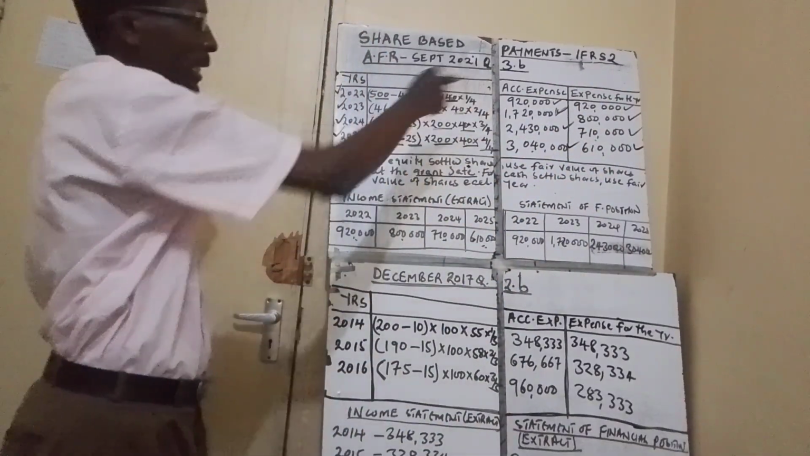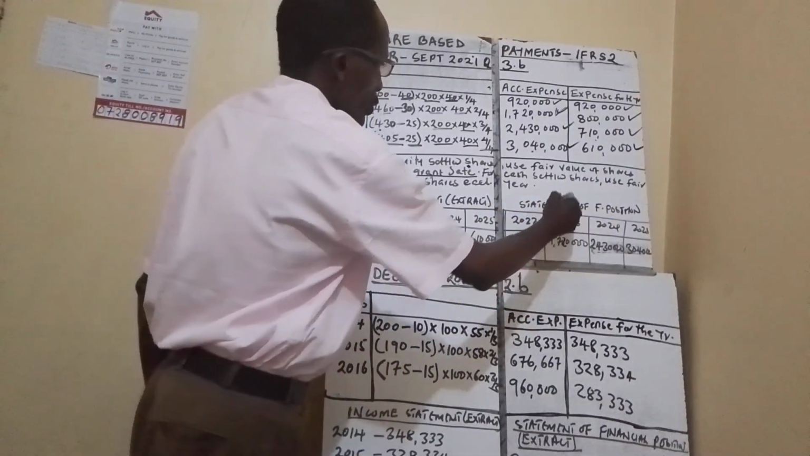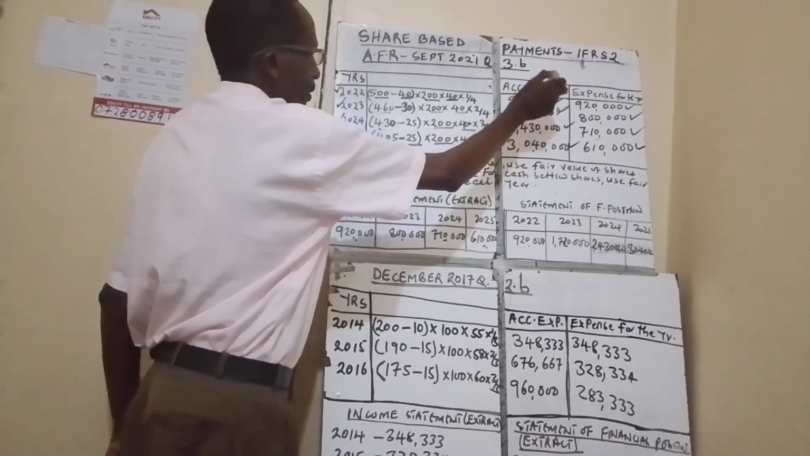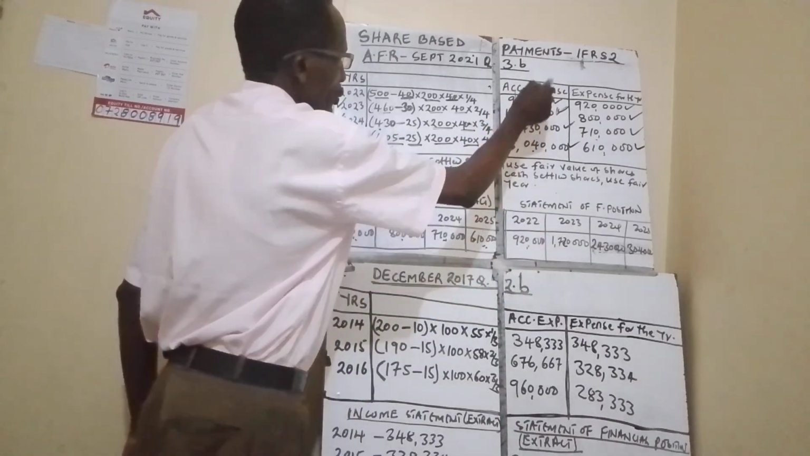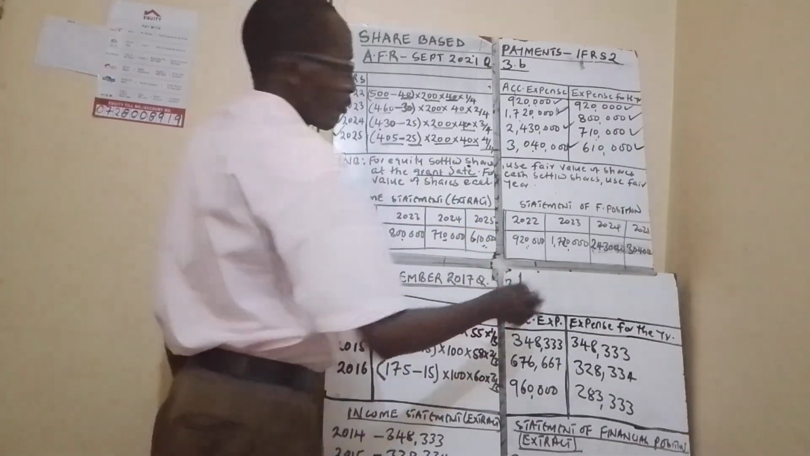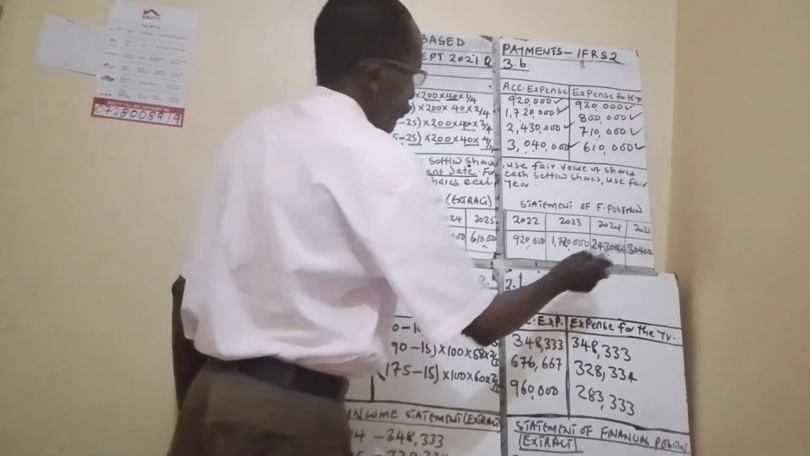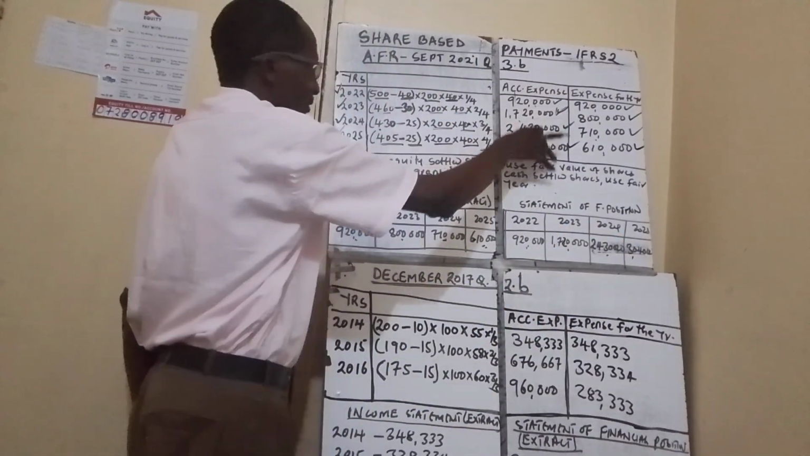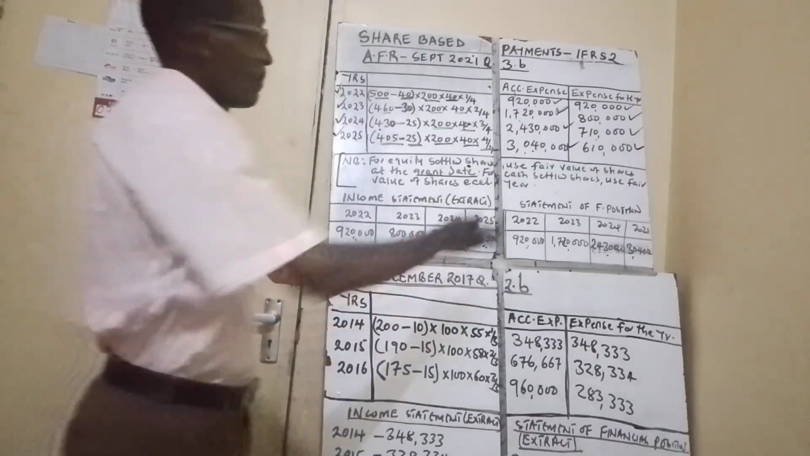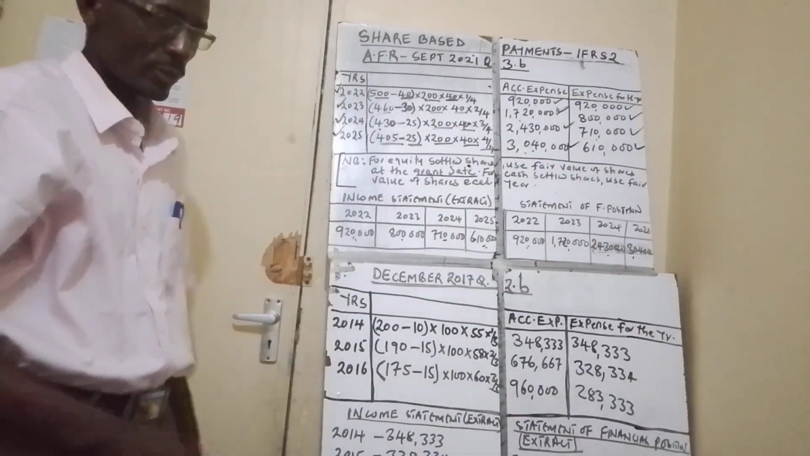And I've shown you how to arrive at them. Then if you are to prepare a statement of financial position extract, these are the figures to appear there. Year 1, 920,000. Year 2, 1,720,000. Year 3, 2,430,000. And year 4, 3,040,000. So these are the figures which will appear in the statement of financial position, and these are the figures which will appear in the income statement extract.